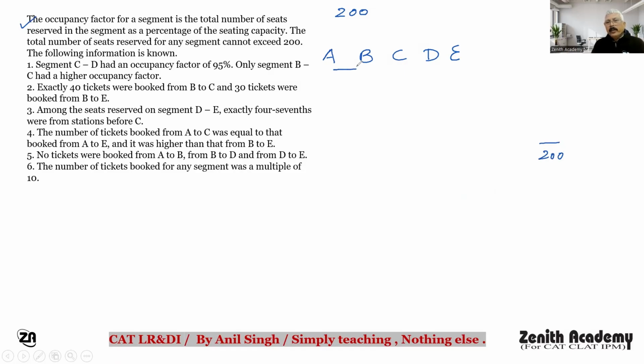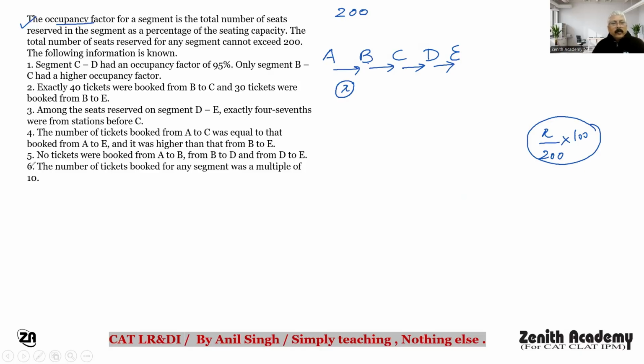Segments are A to B, B to C, C to D, and D to E. Suppose between A to B there are X seats reserved. So the occupancy factor of this segment AB will be X upon 200 into 100, right? This is all about occupancy factor.